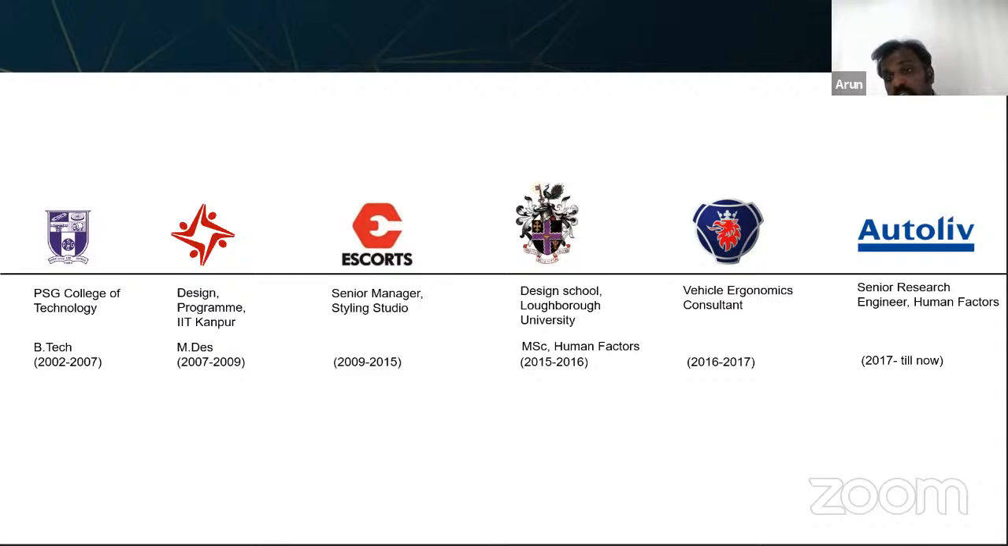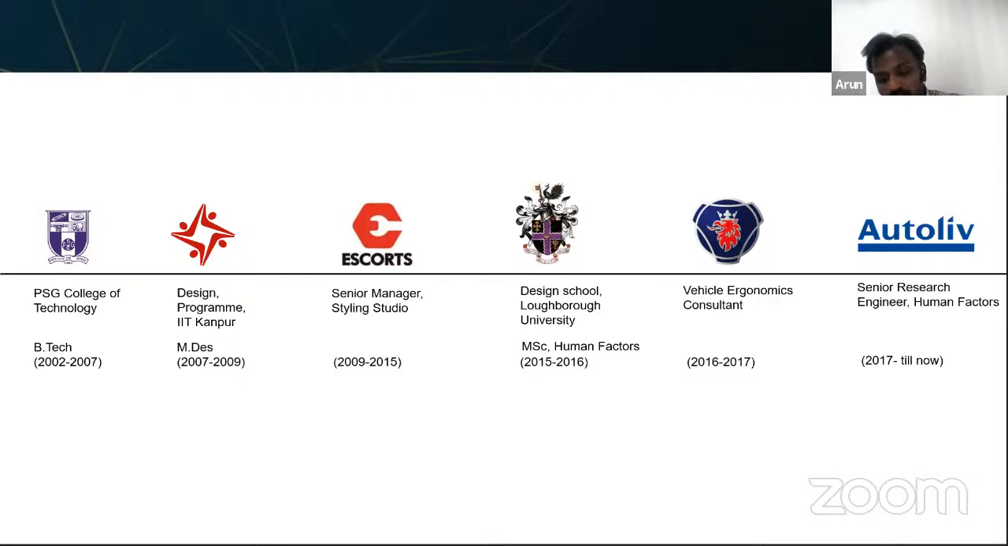I started working as a senior research engineer. It's basically working on all the research activities related to automated vehicles, and also carrying out different user studies and user clinics related to the HMIs. I started in 2017, and I'm working with them at the moment.